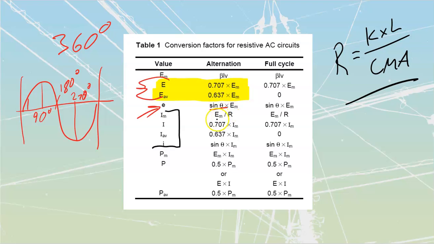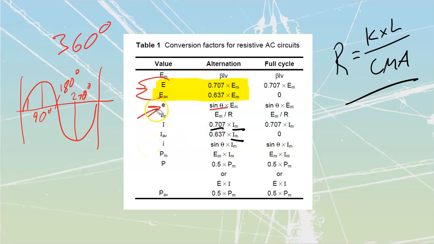we can then take our maximum value of voltage over top of that fixed value of resistance. That's going to tell us our maximum value of current. If I've got a maximum value of current, I can multiply it by 0.707 to get my RMS value, or my effective value of current. And if I've got a maximum value of current, I can take my 0.637 to get my average value of current.